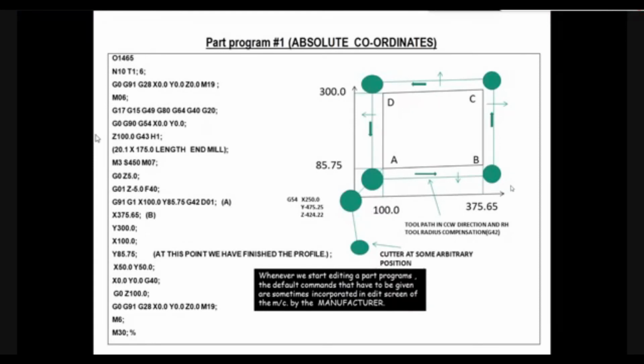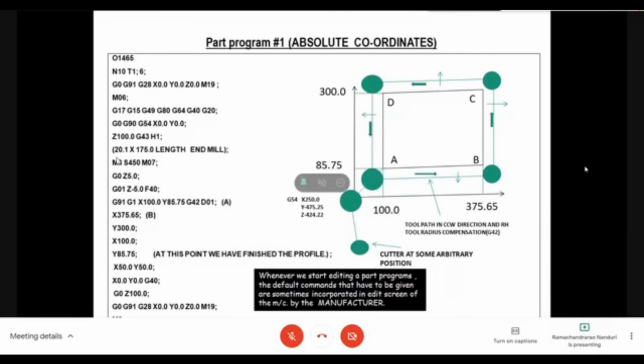G43 means considering the length of the tool, which has been entered by us. We have to enter that before starting the part program. We have to enter the tool offsets, tool length offset in geometry H, and diameter of the cutting tool in geometry D. Okay. And the next, G43 stands for tool length compensation, and H1 stands for the length of the tool as specified in the tool offset register against tool number 1 in geometry H. Very clear.